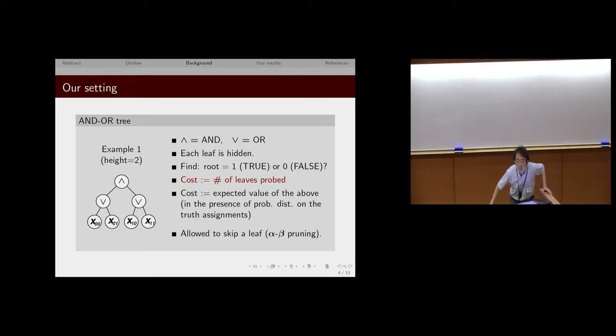You have AND and OR gates. AND and OR gate. Yeah, the root is an AND gate, and the two children of the root are OR gates. You start from the root. The root is always an AND gate. That would also clarify the issue. Then the next.